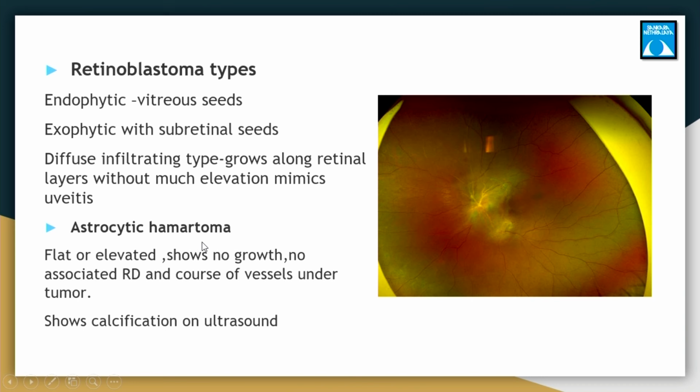The next step. The common mimicker of an early retinoblastoma is an astrocytic hamartoma, where there are flat or elevated lesions, and these lesions don't grow much over time.